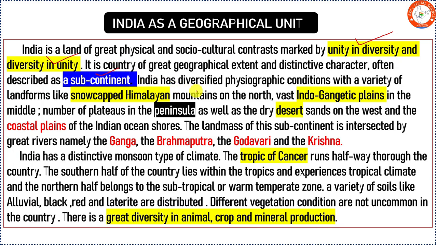India has diversified physiographic conditions with a variety of landforms like snow-capped Himalayan mountains in the north, vast Indo-Gangetic plains in the middle, a number of plateaus in the peninsula, as well as the dry desert sands in the northwest and the coastal plains of the Indian Ocean. The landmass of this subcontinent is intersected by great rivers, namely Ganga, Brahmaputra, Godavari, and the Krishna.